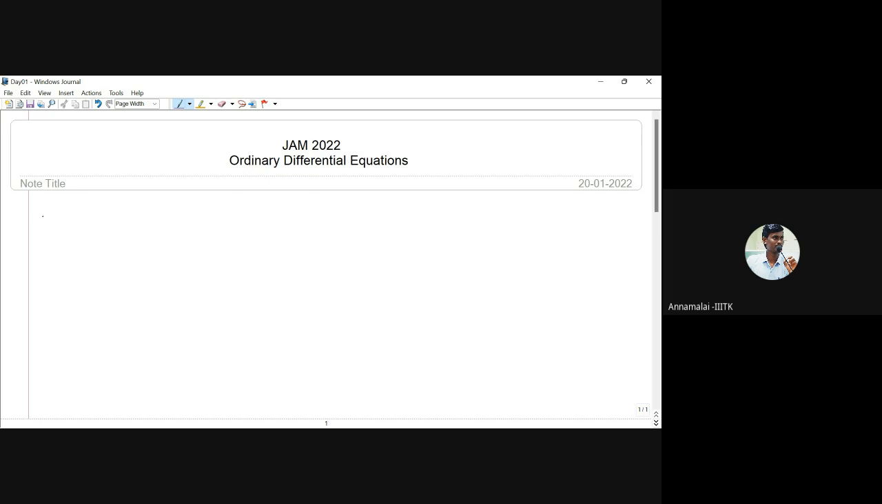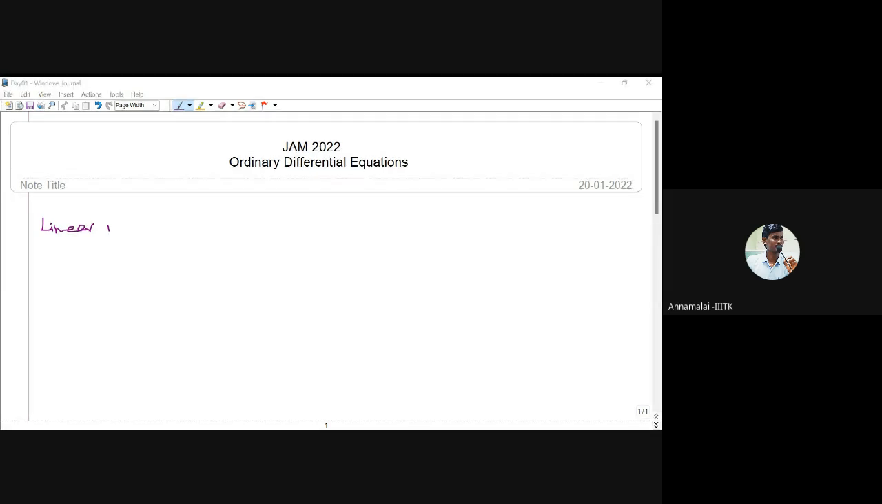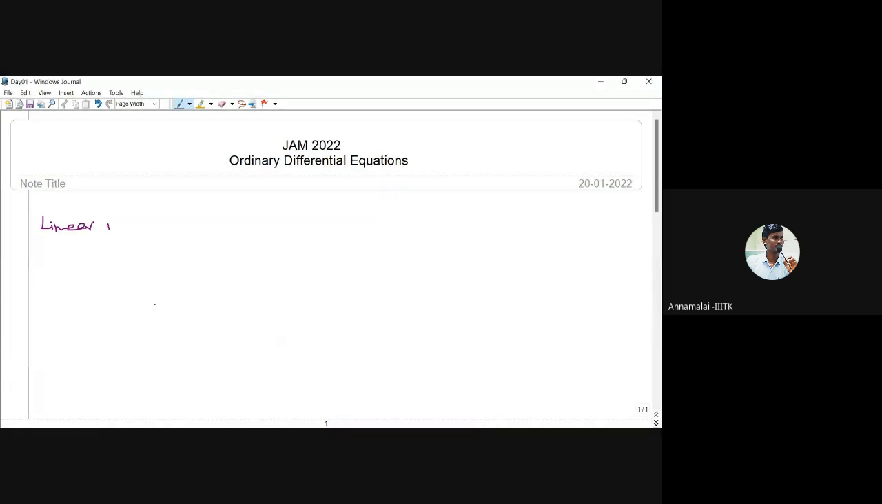So what is a linear differential equation? In short, maybe I can write D. So D is a differential equation. The general nth order linear differential equation is of the form a naught times the nth derivative of y, plus a1 times the (n-1)th derivative of y, and so on, plus an of x times y.